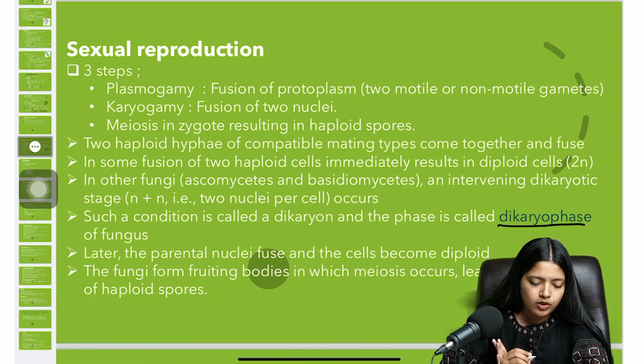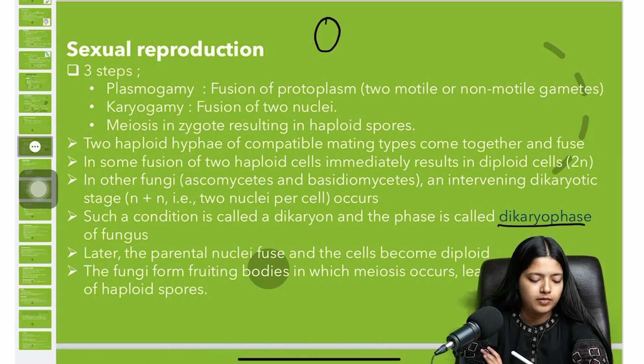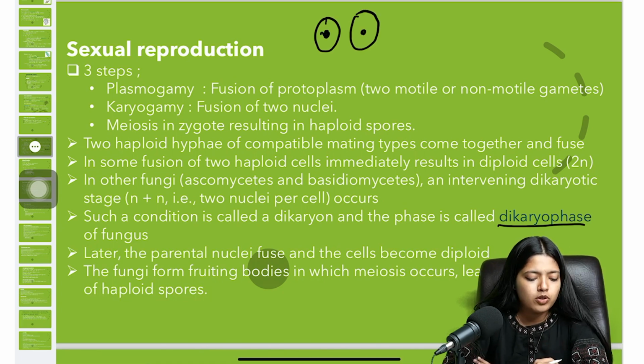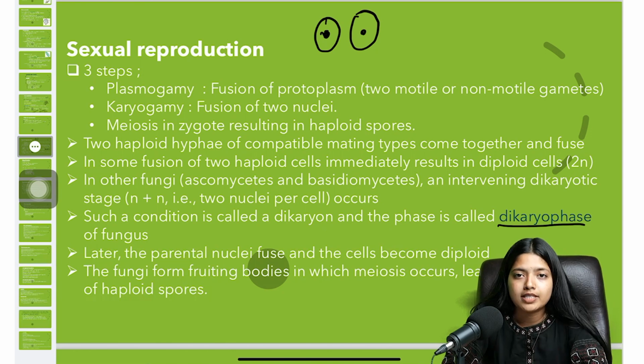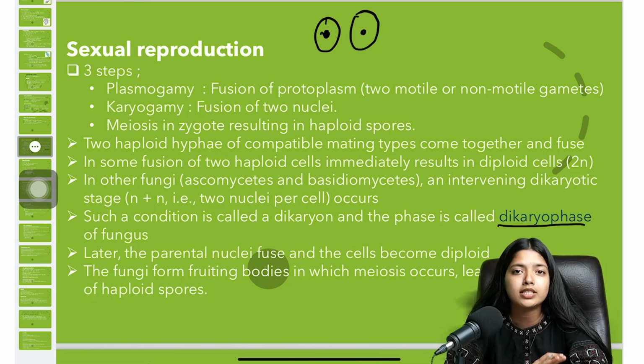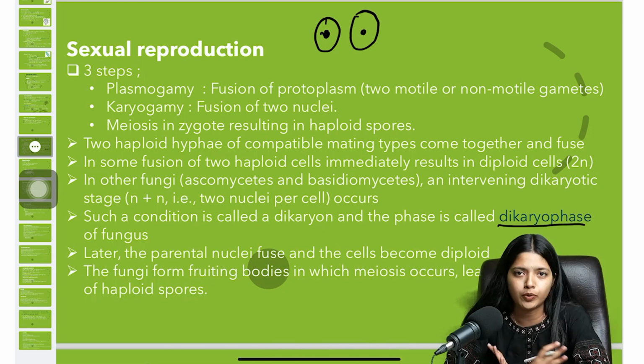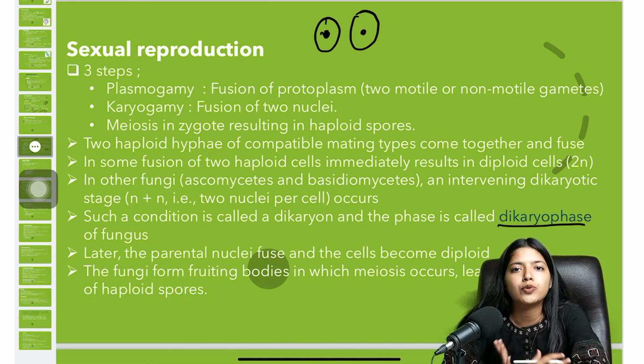Plasmogamy means, consider 2 cells. 2 cells are fusing. So, the cells have protoplasm and nucleus. Protoplasm is the complete structure without the nucleus. So, a cell has a protoplasm and a nucleus. Okay. So, the cells are fusing now.